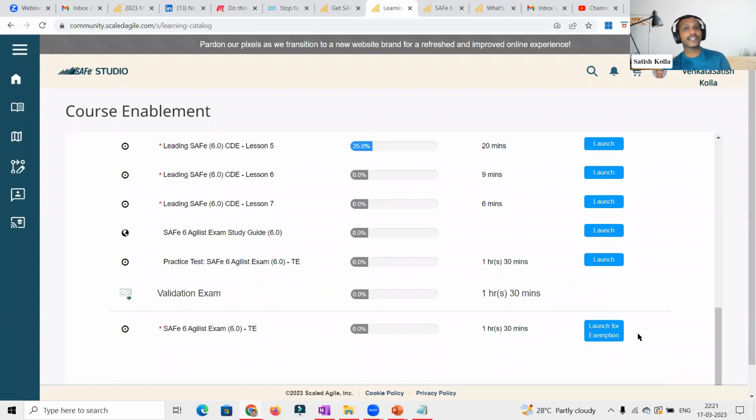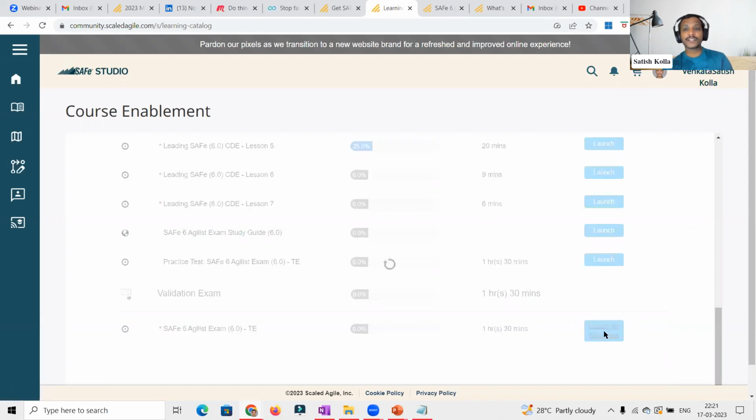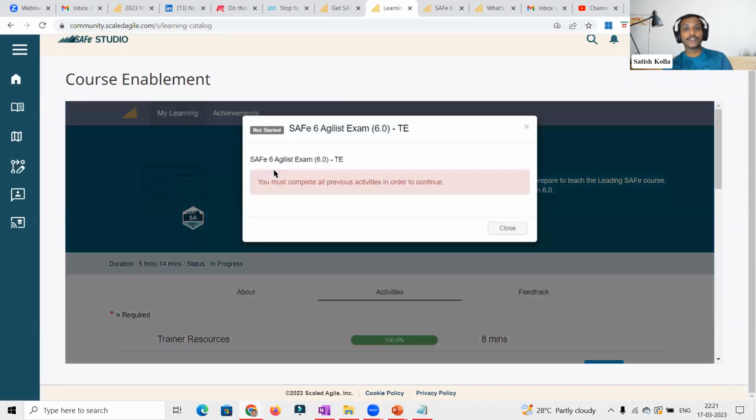If in case you are enabled in that course already in the 5.1 or previous version. If in case as an SPC you're not enabled in the course, you will be having only launch. You won't be able to go for exemption. And let's see, if I click on launch for exemption, it will throw me an error.